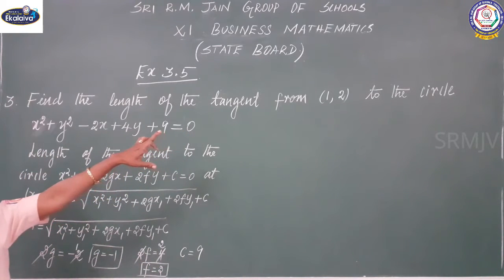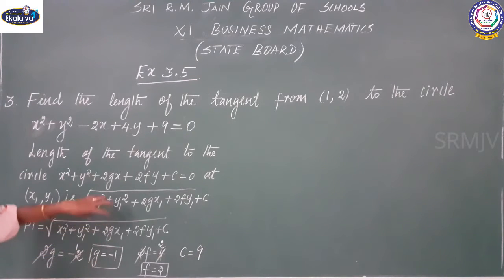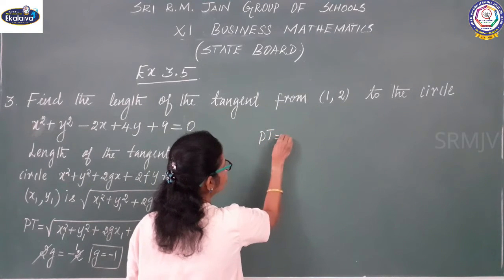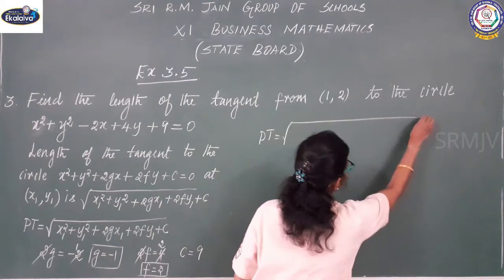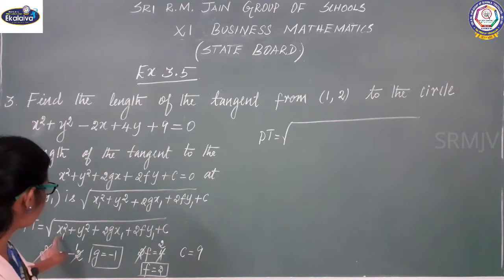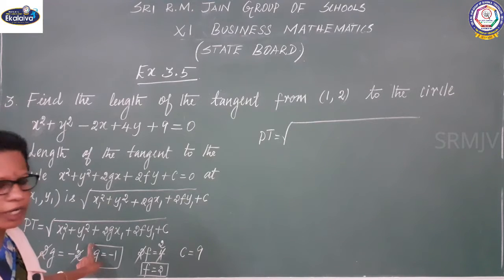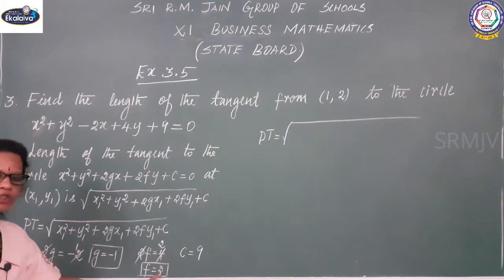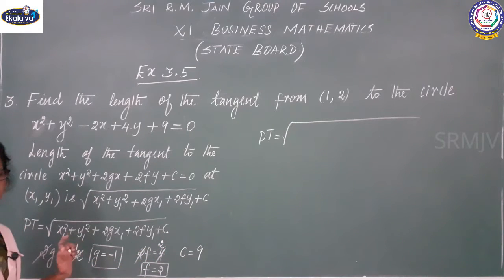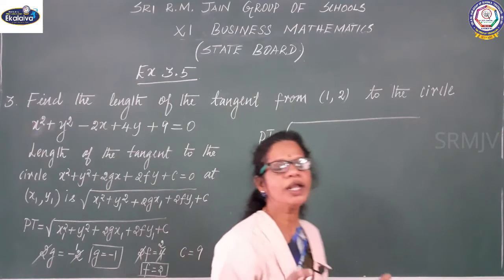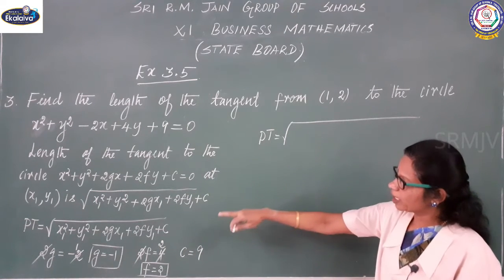You know the value of x1 and y1, that you are going to substitute in PT. PT is equal to square root of x1 is 1, y1 is 2. Then x1 is replaced by 1, y1 is replaced by 2, g is replaced by minus 1, f is replaced by 2, c is replaced by 9. Now the variable is replaced by the numbers. Then what is your x1?